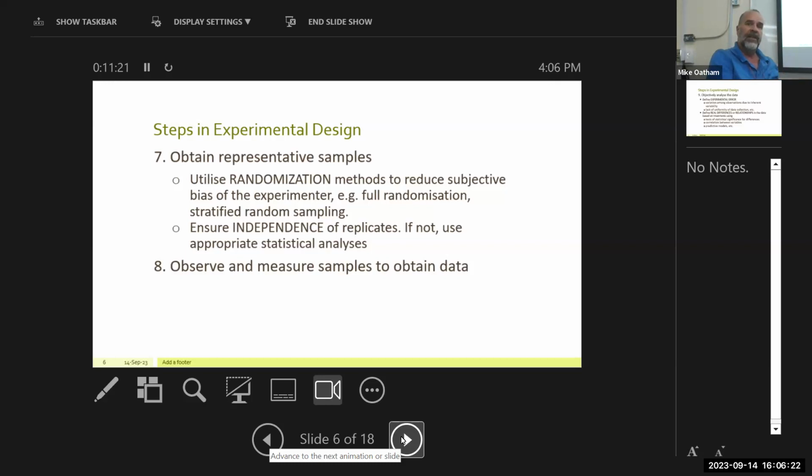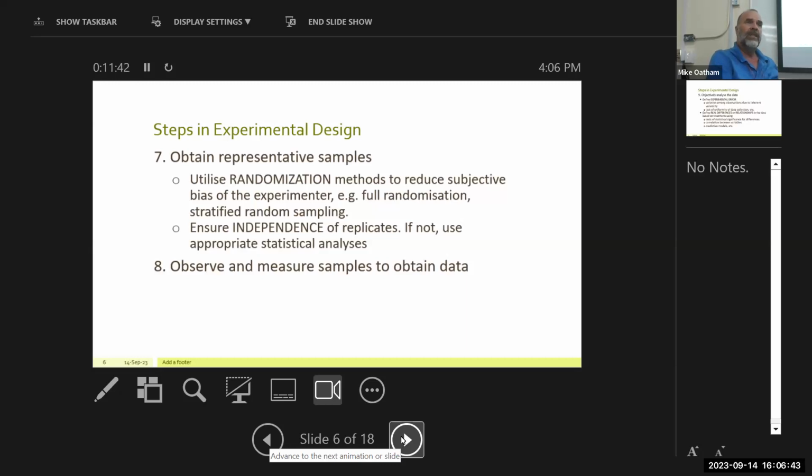Okay? So we need to make sure that the samples that we take are independent of each other, and that particularly means that where we take them is independent of all the rest. The best way of doing that is to randomize the locations.